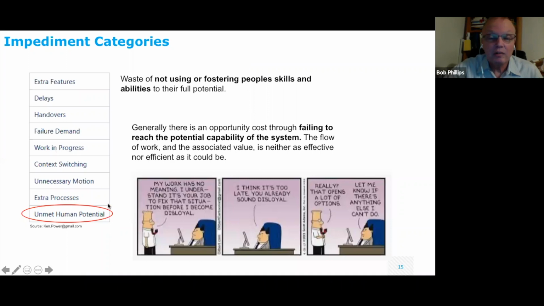And so I'm going to finish these categories with this Dilbert cartoon, where even Dilbert picked it up, where they're talking to the manager, and I'm not going to read the cartoon to you. So those are the impediment categories. Are there any questions?